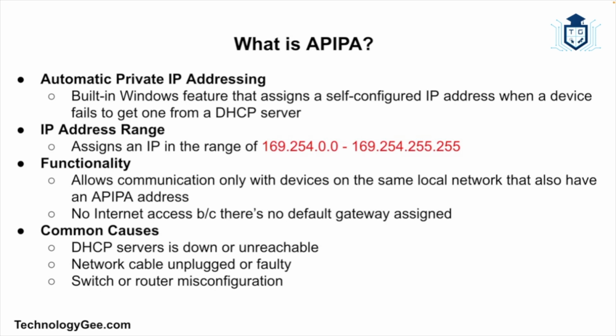Now, APIPA is a fallback mechanism, which is kind of like saying, I didn't get instructions, so I'll just do my best with what I have. So if you ever see an IP address that starts with 169.254.x.x, where the x.x represents whatever numbers are thrown in there, that means that your DHCP server probably is not working, or there might be a cabling issue that you need to go out there and resolve.